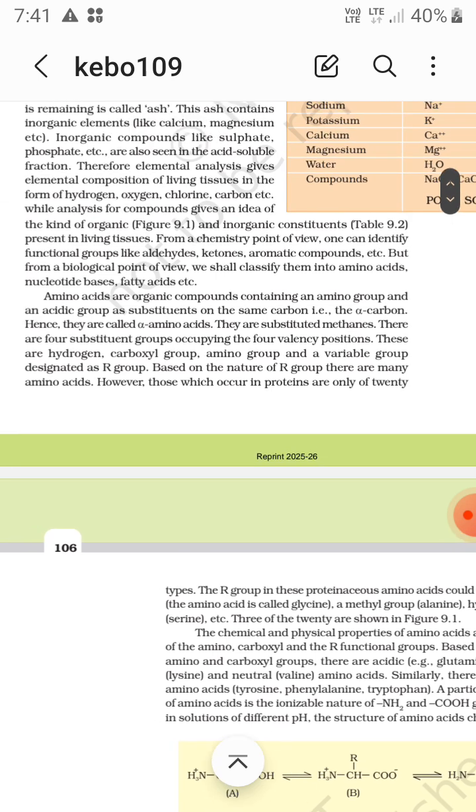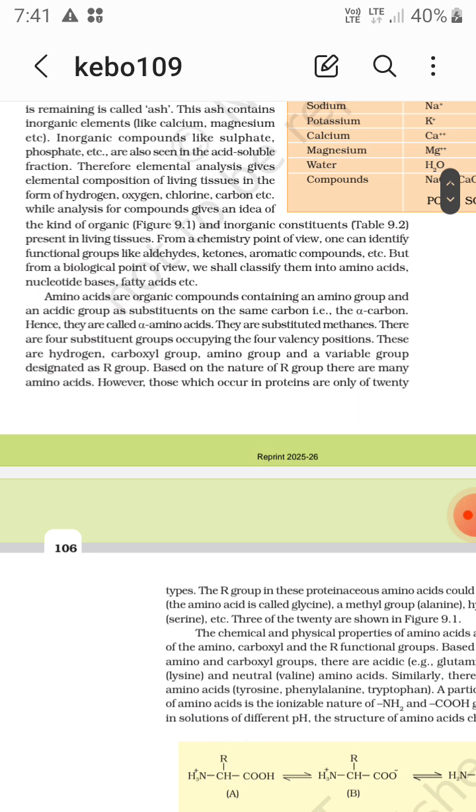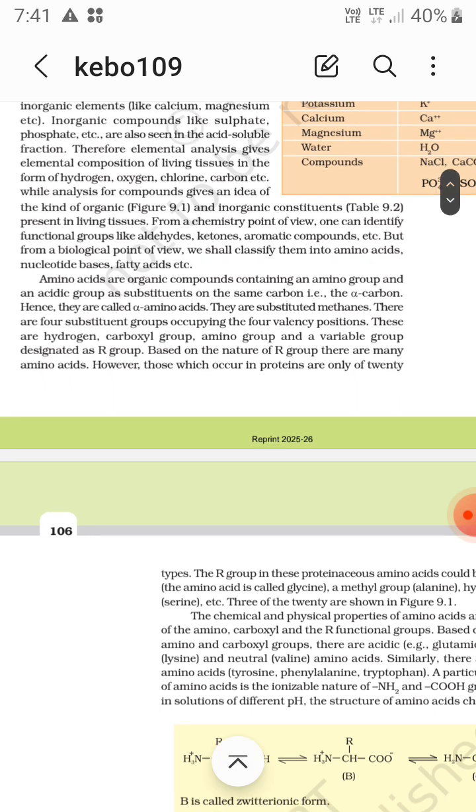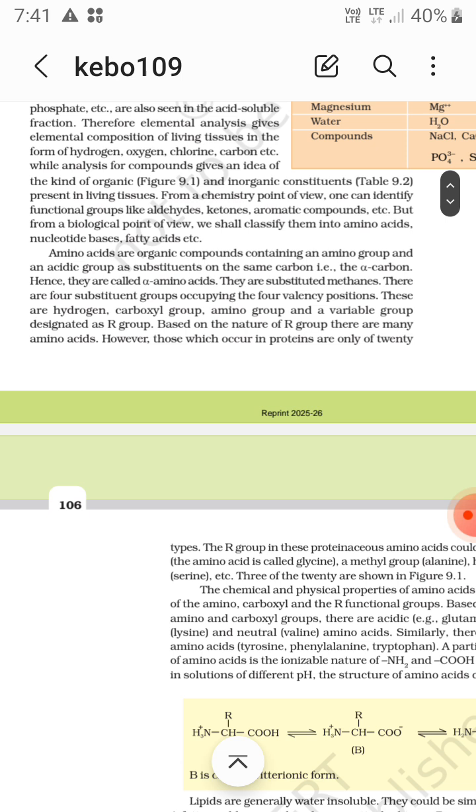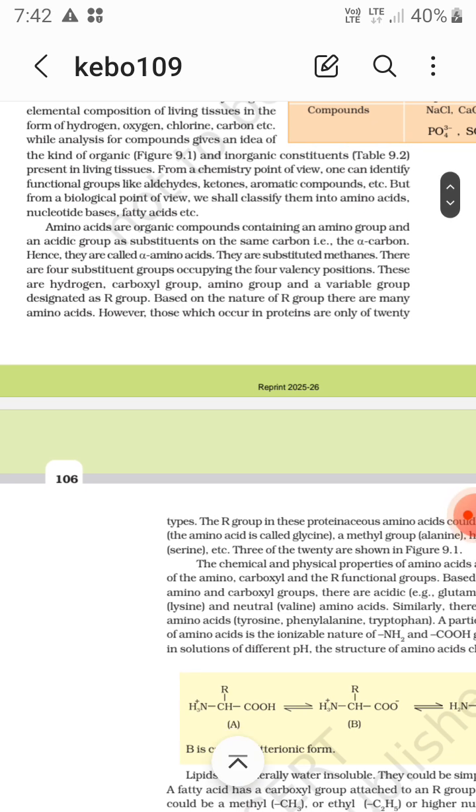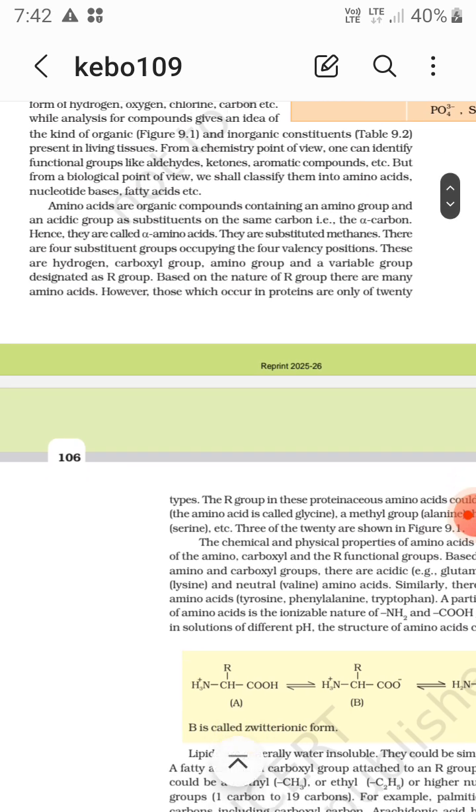Now, amino acids are organic compounds containing an amino group and an acidic group as substituents on the same carbon, that is the alpha carbon. Hence, they are called alpha amino acids, because on the same carbon they have the amino group and an acidic group. Now, they are substituted methanes. So, amino acids are substituted methanes.